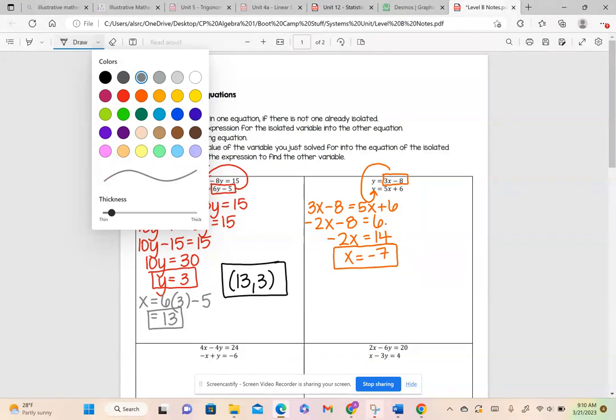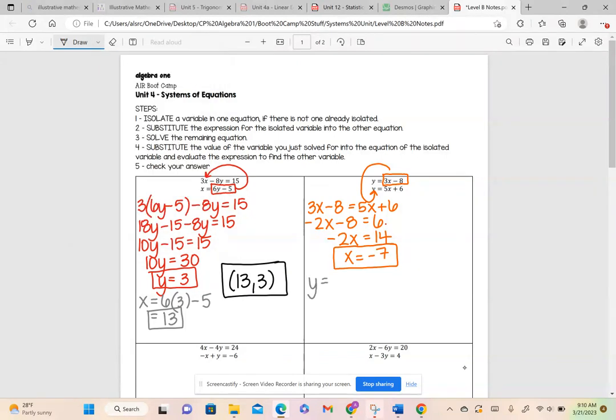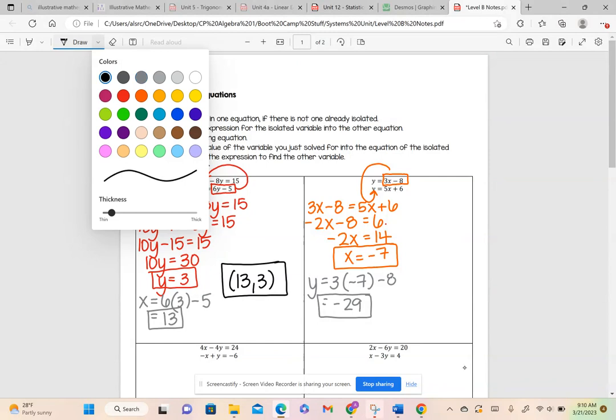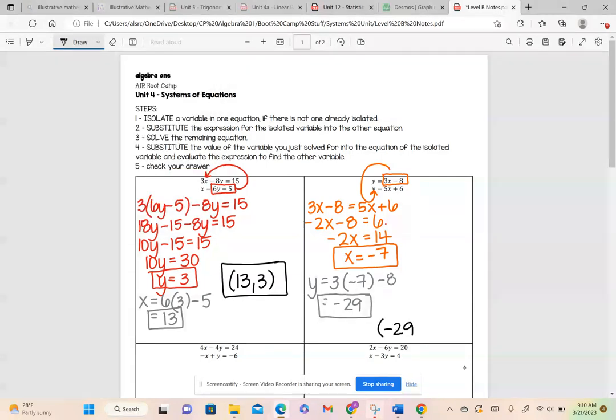Plug it into that other equation. So y equals 3 instead of x, that's negative 7 minus 8. 3 times negative 7 is negative 21. Minus 8 is negative 29. There's your other piece. Now all you have to do is write as a coordinate, negative 29. Oops, wrong one. Sorry, x first. Negative 7, comma negative 29.